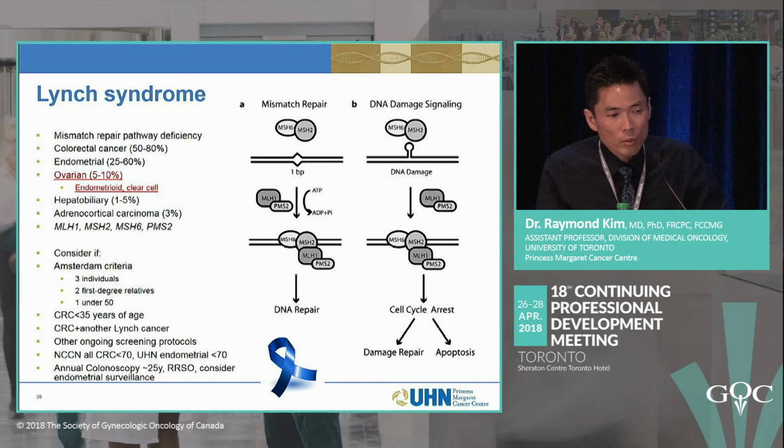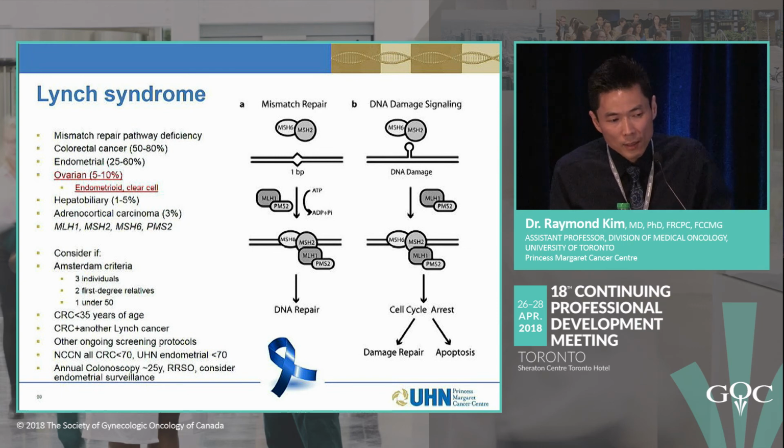We learned in medical school that if they have Amsterdam criteria, where 3 individuals in the family are affected with core Lynch cancer, 2 of them are first-degree relatives, 1 of them is under 50 years of age, you should consider Lynch syndrome. This is a very complicated, difficult thing even for the genetics clinic to keep track of. And we're moving away from that, and a lot of efforts are moving towards endometrial cancers.